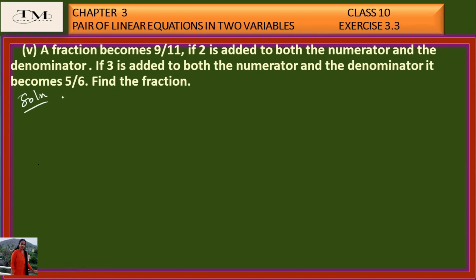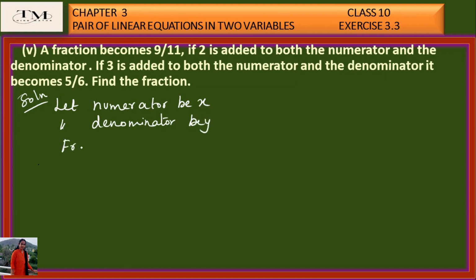So we are going to assume that the numerator is x, and in the same way the denominator is assumed as y. So the fraction is x by y, and we have to find x and y. What they gave: if 2 is added to both numerator and denominator, we get 9 divided by 11.